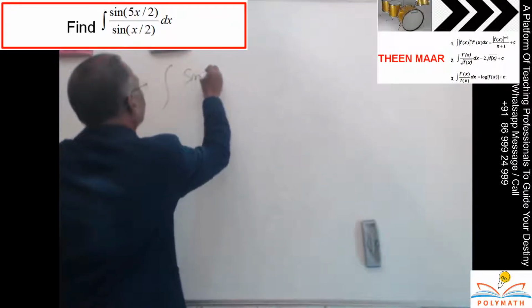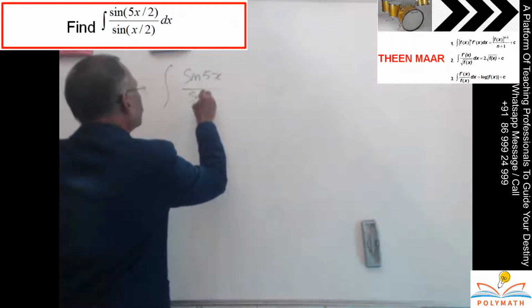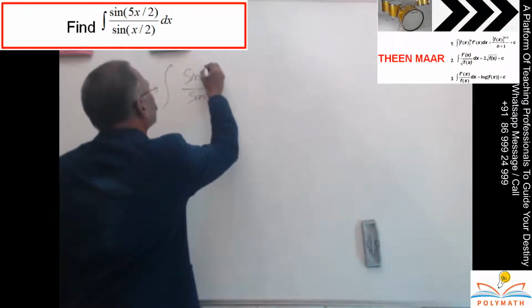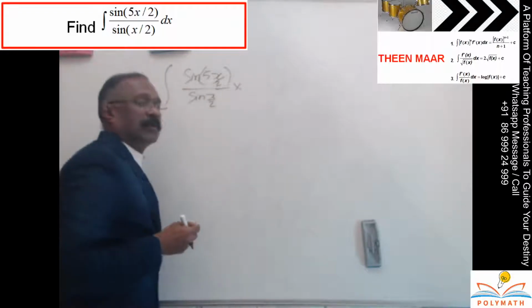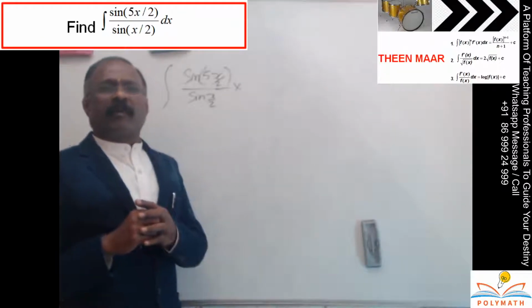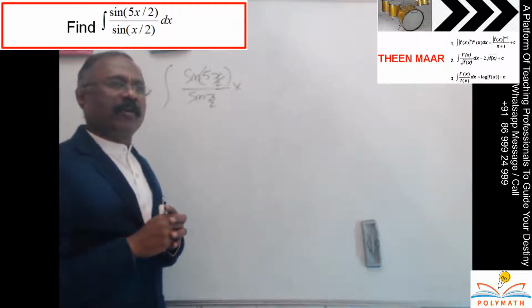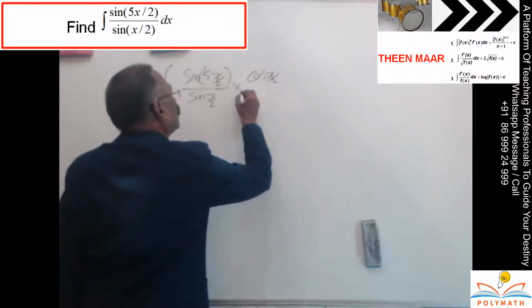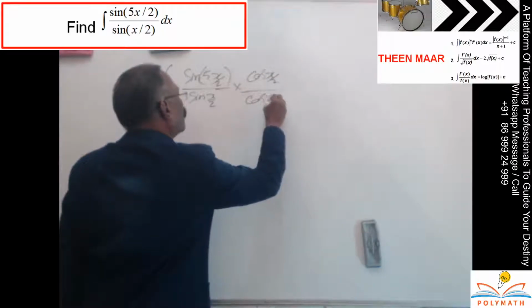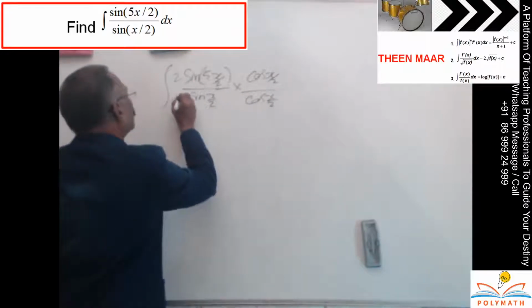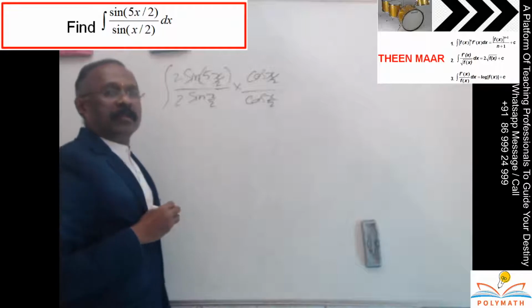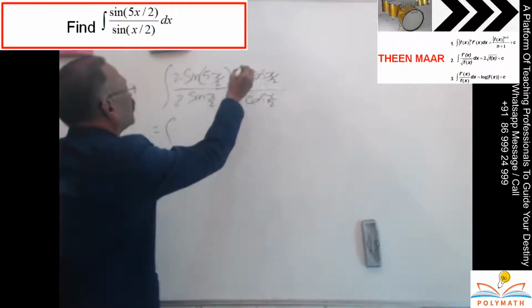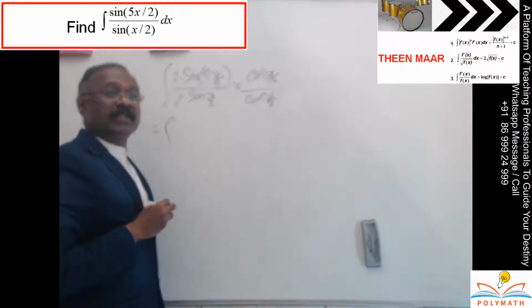So sine 5x by 2 divided by sine x by 2 is there. The idea is we want to split it to the standard format. Anyway, it is to be converted to the standard format. That is the reason why I'm multiplying the numerator with cos x by 2 and the denominator also with cos x by 2. That means I am multiplying with 2 cos x by 2 and dividing with 2 cos x by 2.